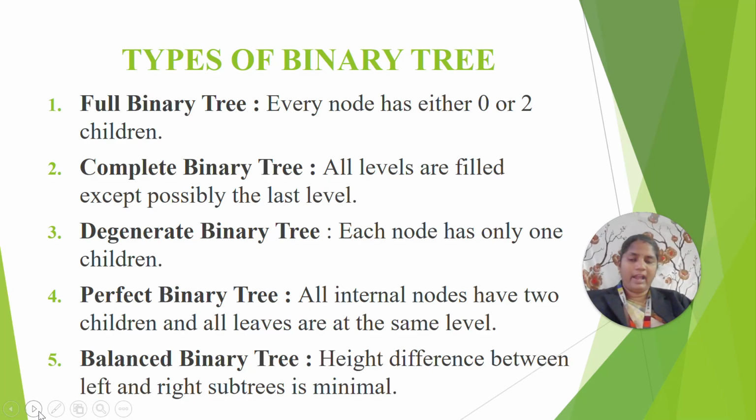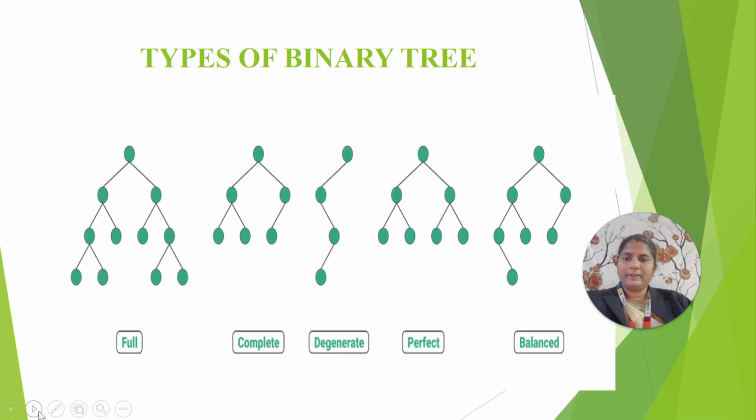For this we will have a diagrammatic representation. If you see here, the first one is full binary tree. In this full binary tree, it has either 0 children or 2 children. So that is full binary tree. Next one is complete binary tree. A complete binary tree is the one in which the tree closes at the same level. If you see at depth 2, all will be at the same level of depth 2.